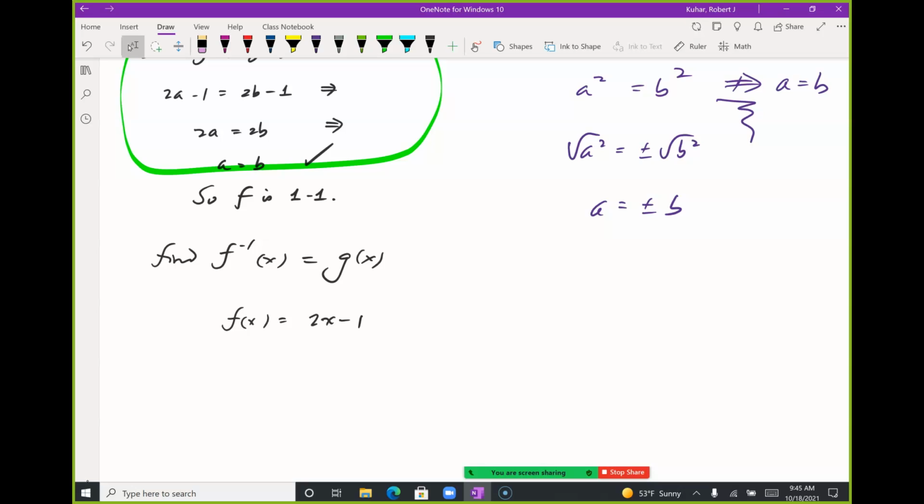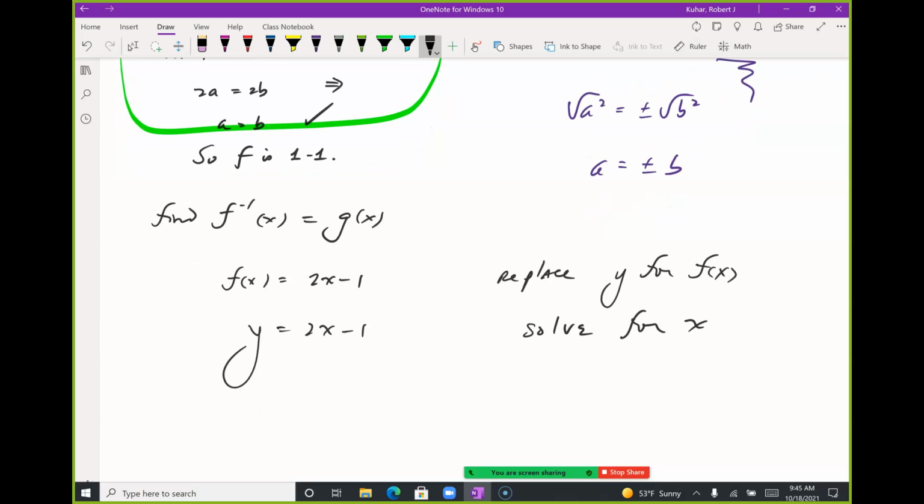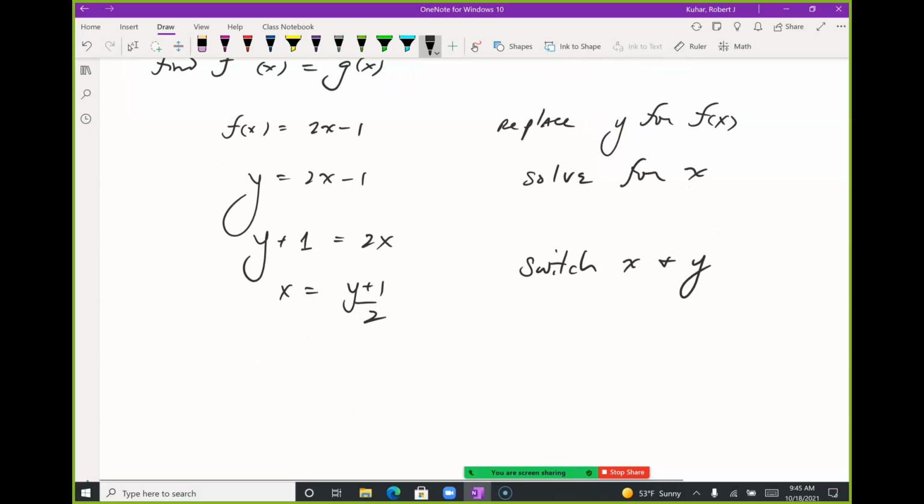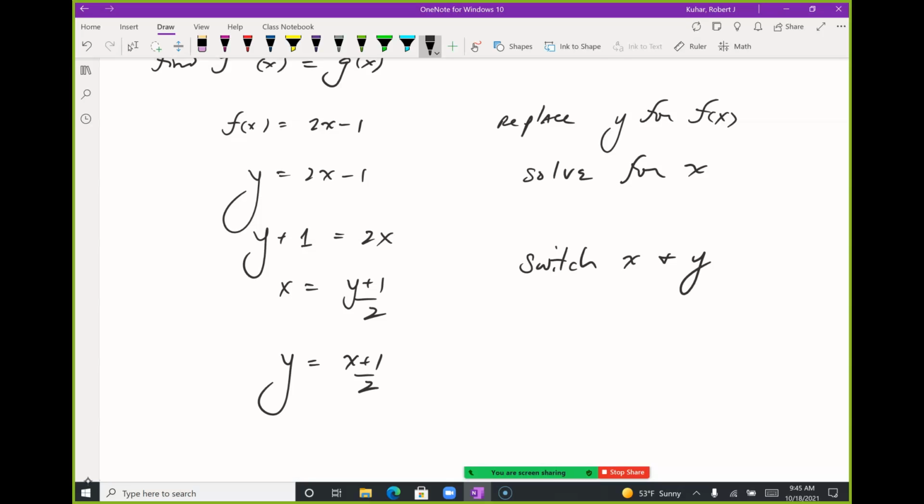So here's my process. I'm going to replace f of x with y. So I get y equals 2x minus 1. I'm going to solve for x. So I get y plus 1 equals 2x. So I get x equals y plus 1 over 2. Switch x and y. This is the big reveal. When I'm getting inverse functions, I'm switching my domain and ranges. So I get y equals x plus 1 all over 2. Rename y as f inverse of x. And for us, that's g of x.